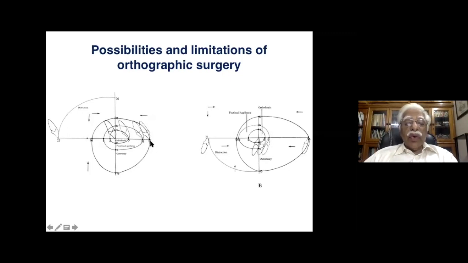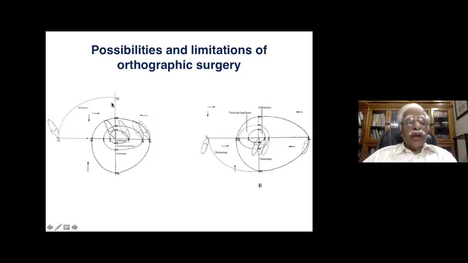We will be able to take the entire maxilla backwards almost 1.5 centimeters by anterior axial osteotomy. And again, almost 10 millimeters, 1 centimeter, you will be able to bring forward. This is the area of surgical approach. That is what we are more concerned with right now.